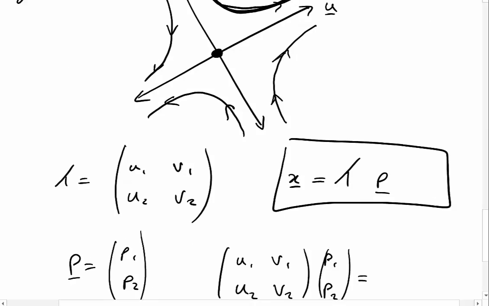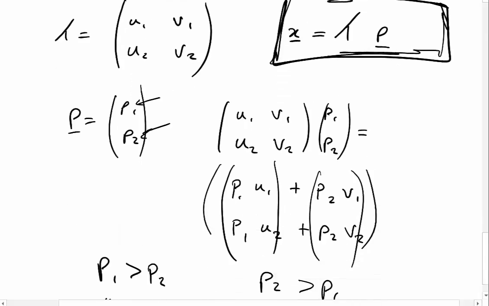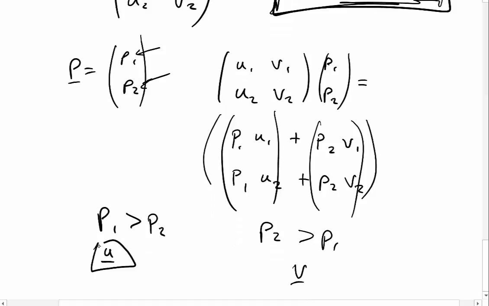So now go through and convince yourself that x is satisfied by this equation here: x equals our transformation matrix T, which is just our vectors, multiplied by some vector p. The choice of the values for p1 and p2 will allow me to choose which vector I move towards. If I make p1 bigger than p2, I'll move towards u. If I make p2 bigger than p1, I move towards v.